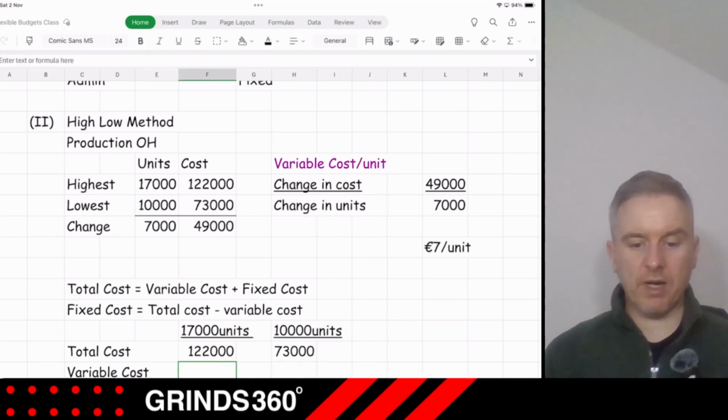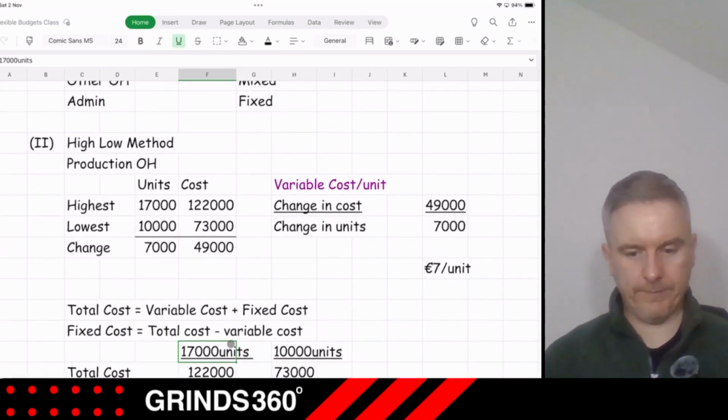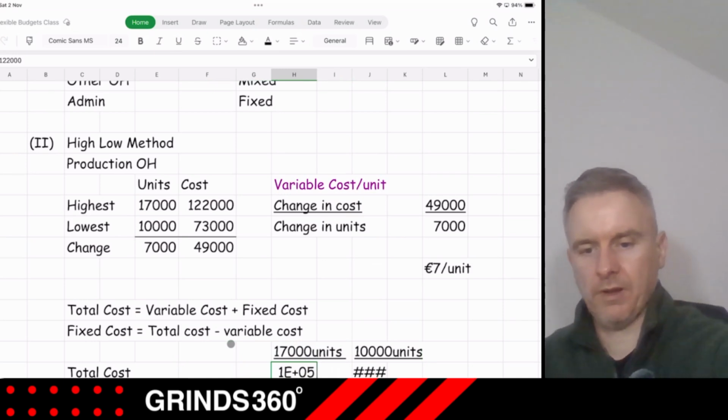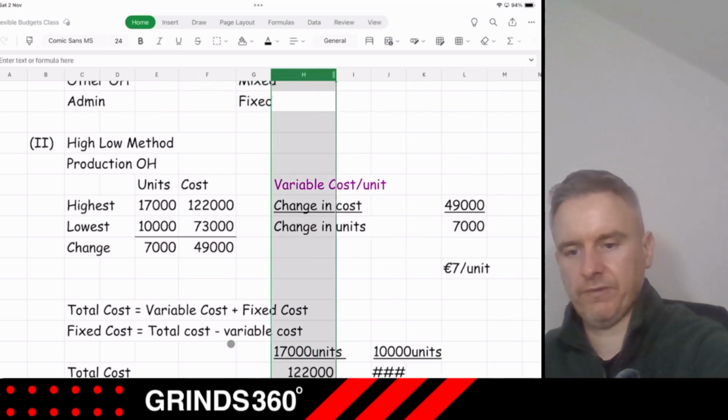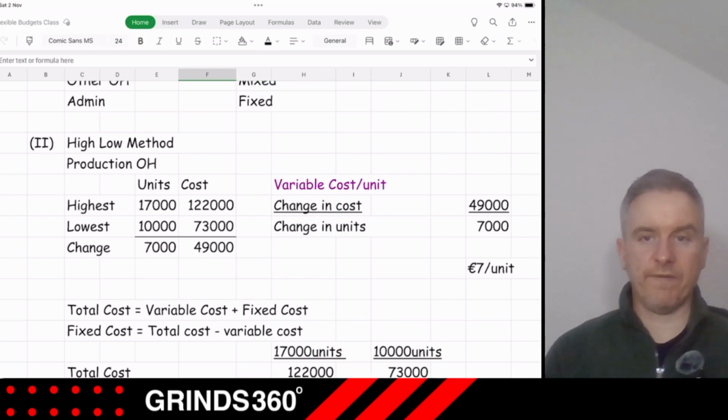Now the variable cost per unit, okay? I'm just going to put in another column here just so you can see it. I'm going to move these over a little bit, so as I kind of have a workings column as such, all right? So just moving them over. I'll tidy this up a little bit for you. So we can work out our variable cost per unit.